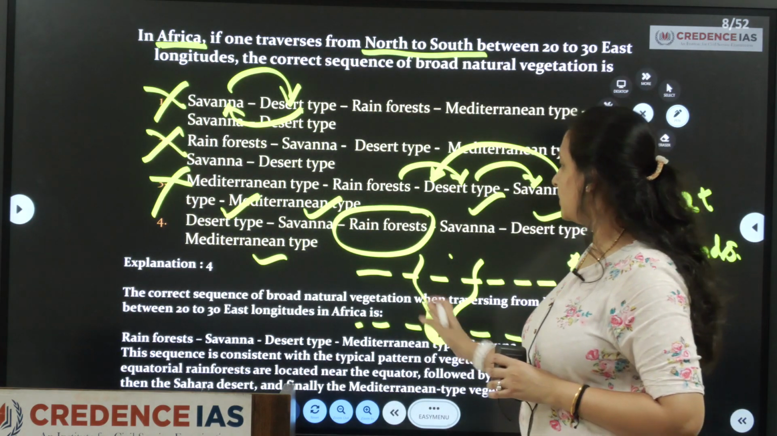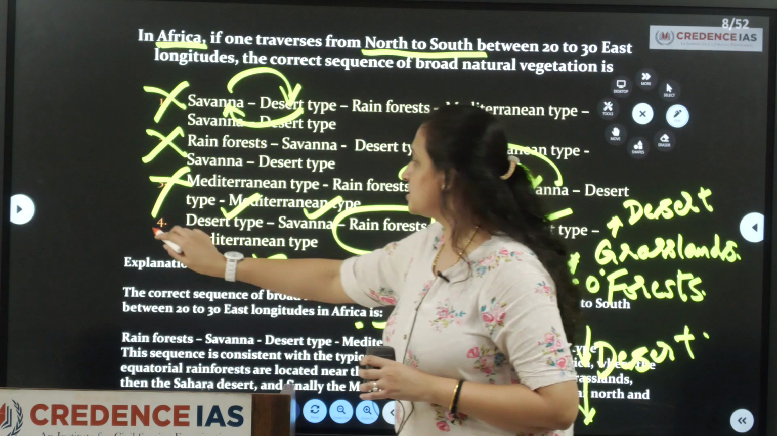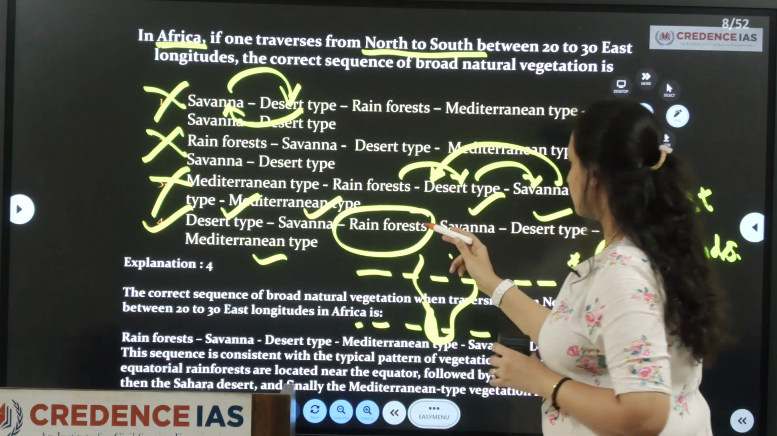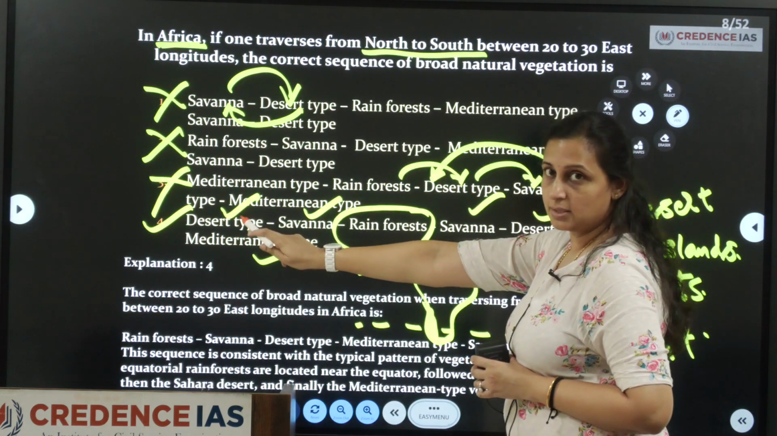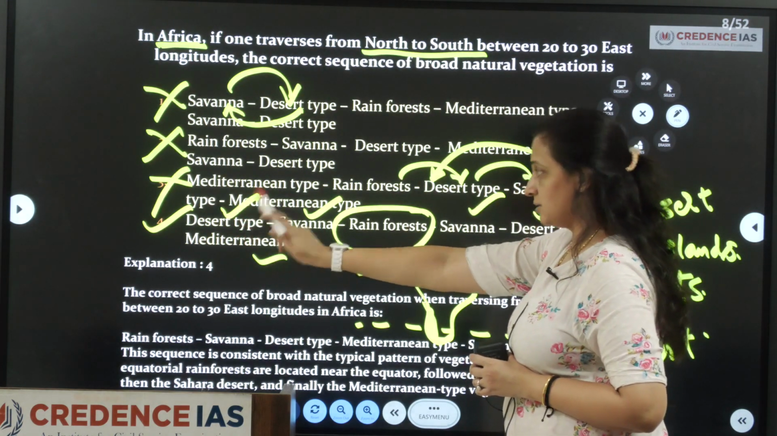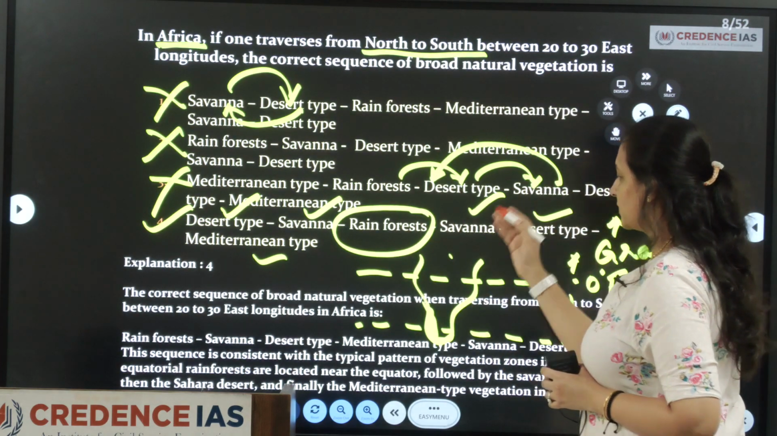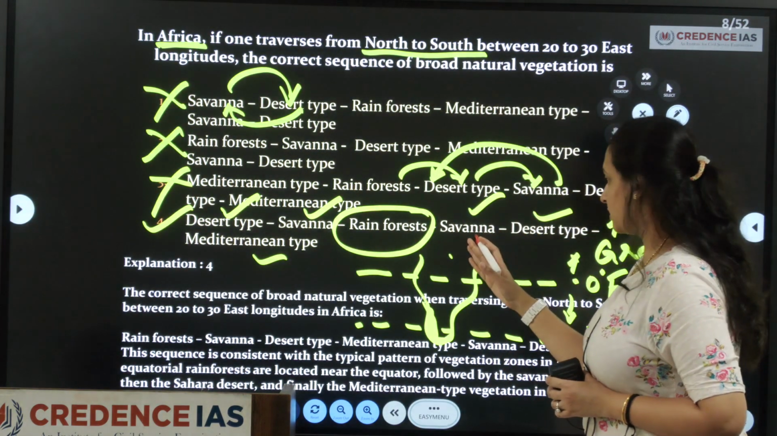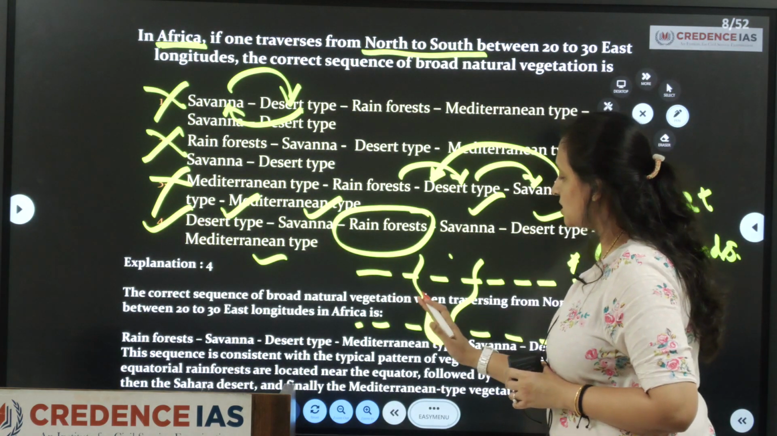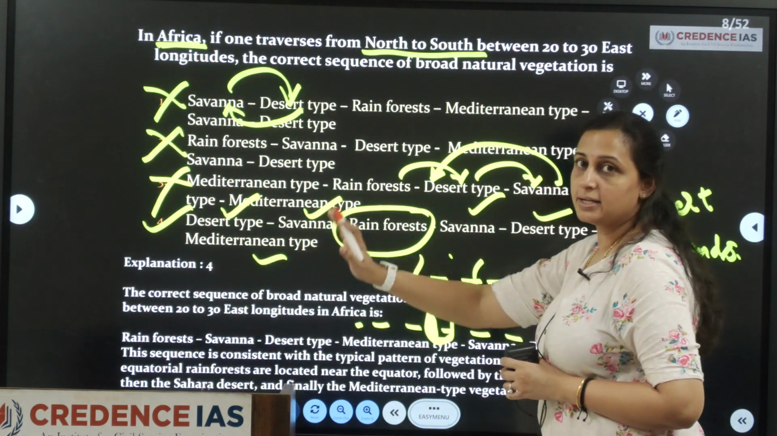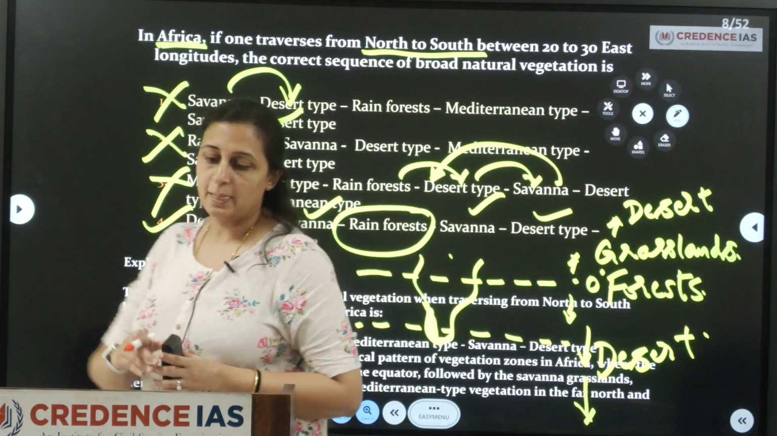So Mediterranean type is the last type of climate. Yes, so this is our option. Rainforest comes in the middle. Starting from north, it is desert type, that is the Sahara desert, savanna grasslands, rainforests. Again, if we go down, savanna grasslands, again Sahara desert, and the last one, the southwestern part, consists of the Mediterranean type of climate. So this is the correct answer.